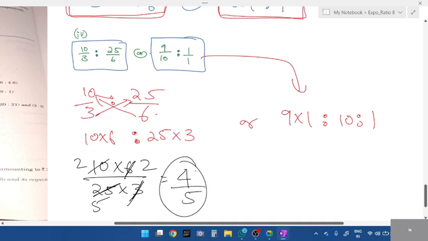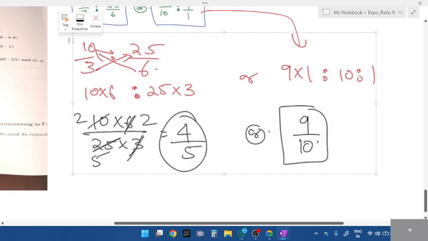Did we get the same answer? After taking LCM, we got 4 by 5, right? And here what you get, students? Respond all of you, 9 by 10. Is this clear?